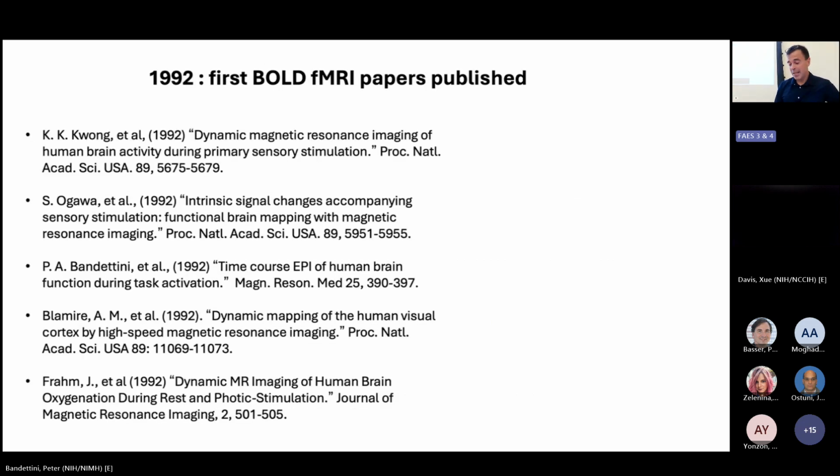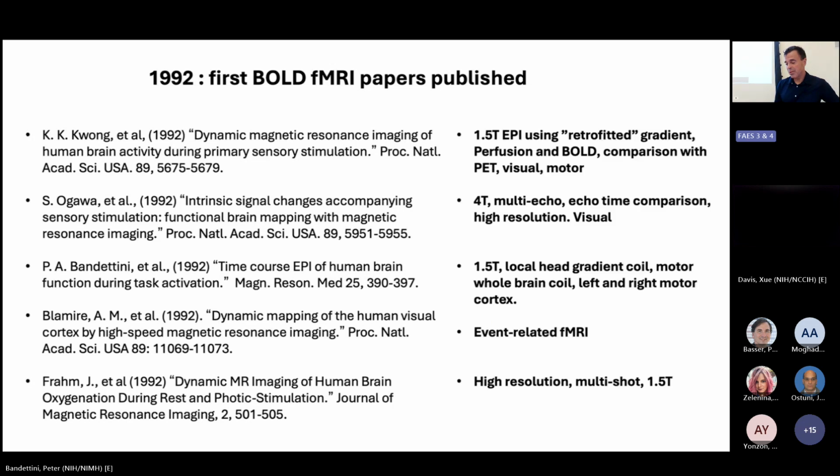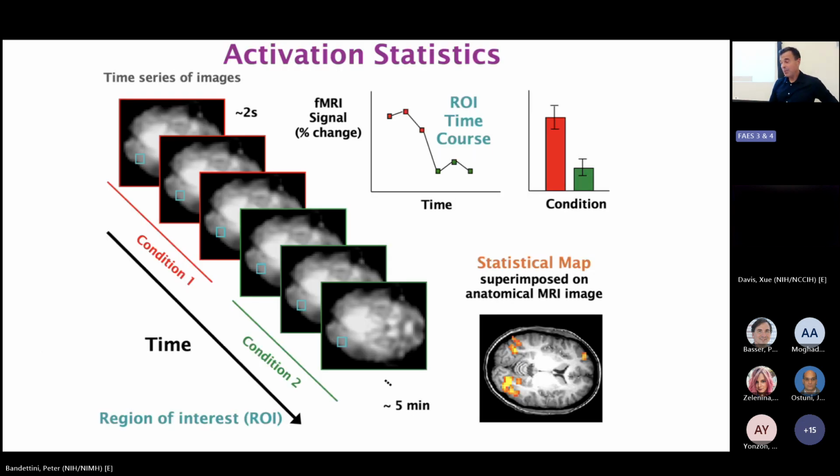So in 1992, there were 5 BOLD papers produced. What time is it? Let's see here. Okay, I'm just about done. As I mentioned, each of the 5 papers had their own unique characteristics. And I only have like 3 or 4 slides left, I think.